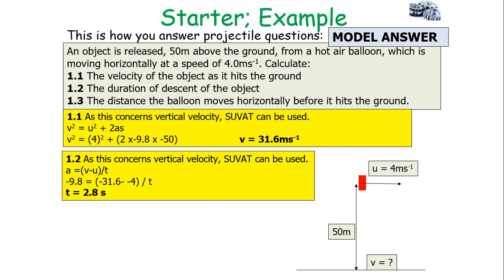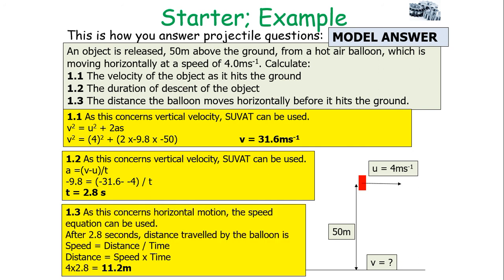Now calculate the distance the ball moves horizontally before it hits the ground. Well, now what do we know? It's the horizontal motion, so we can use the equation speed equals distance over time. Therefore we can use the idea that distance equals speed times time. We know from the question that the horizontal speed is 4 meters per second, but what's the time?